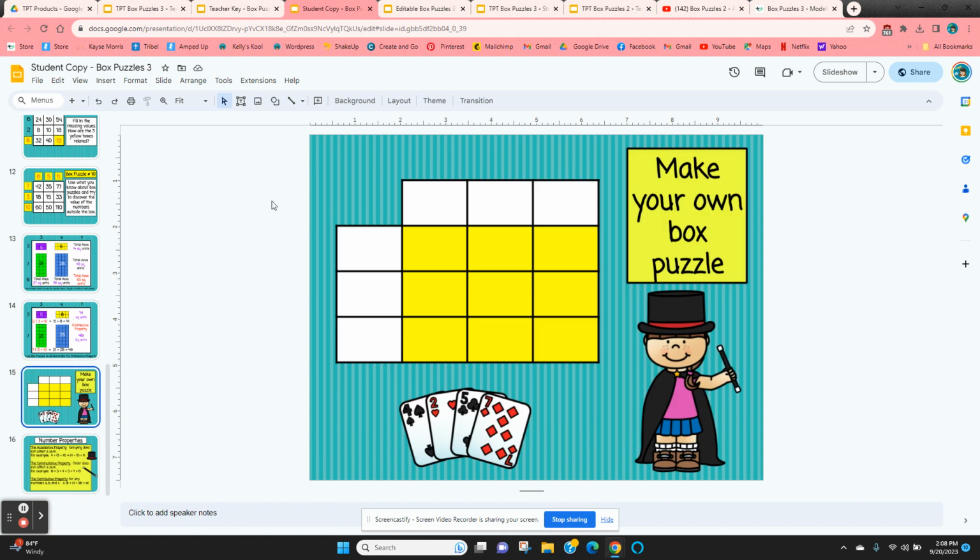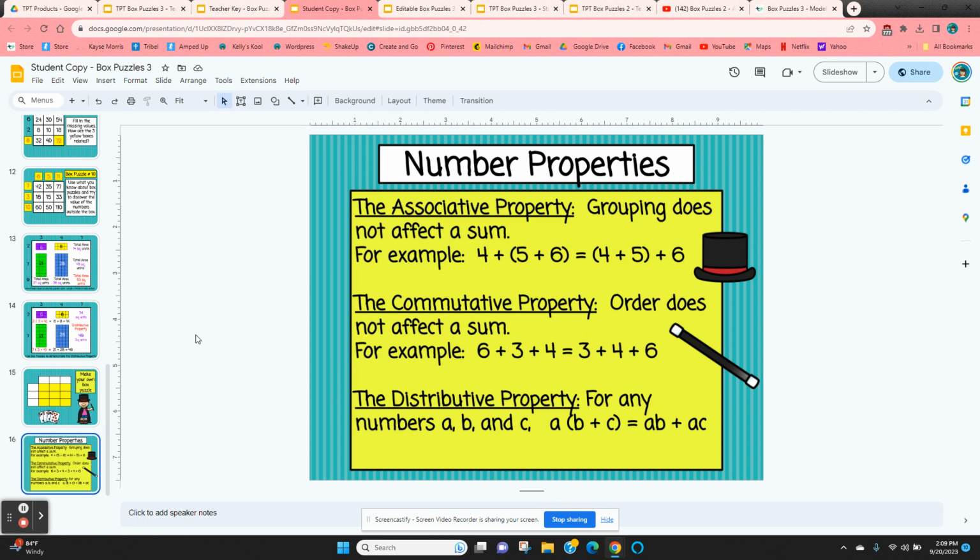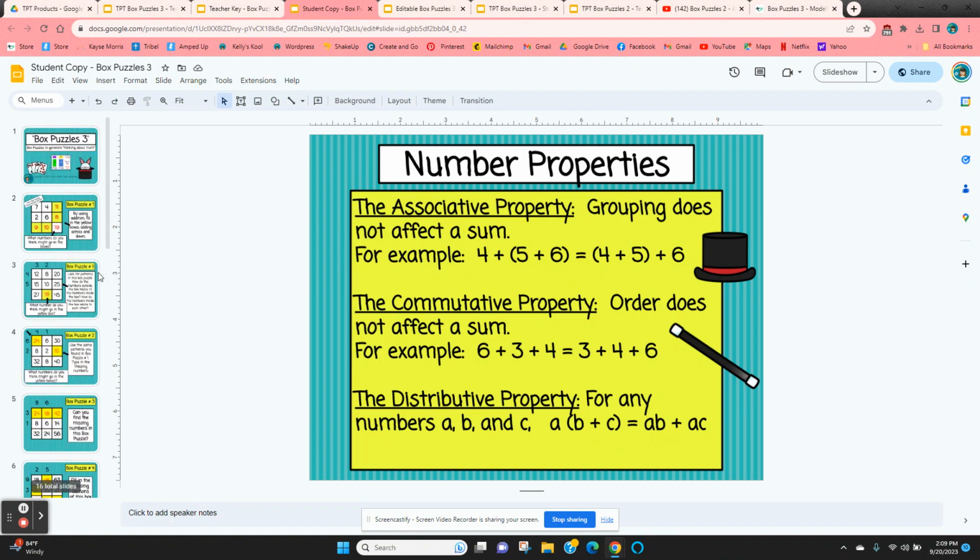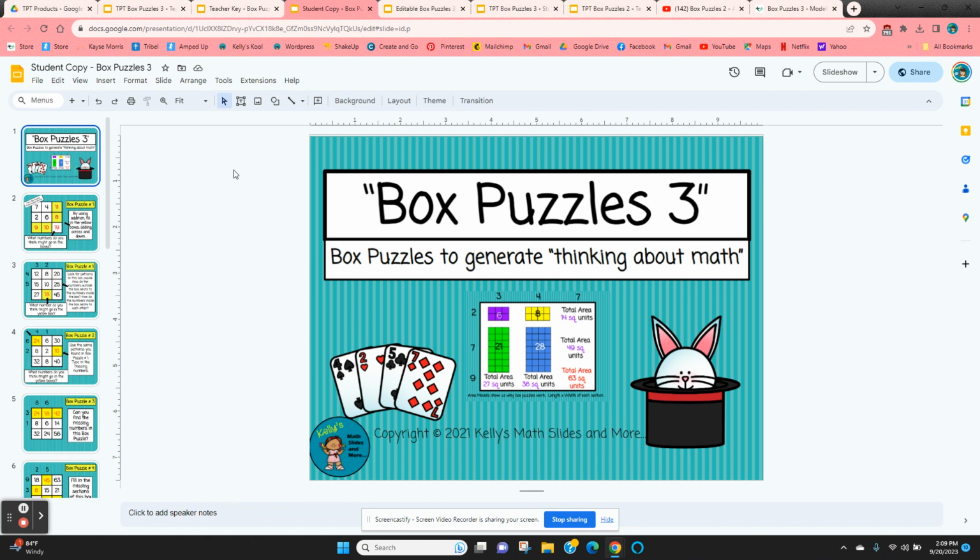Now, slide 15, students are going to make their own box puzzle, and they could put this on notebook paper and share it with their friends, give them a challenge. And then we finish this with the three properties that we learned in all of the box puzzles: the associative, commutative, and the distributive property. So this is Box Puzzles 3, the third in the series.